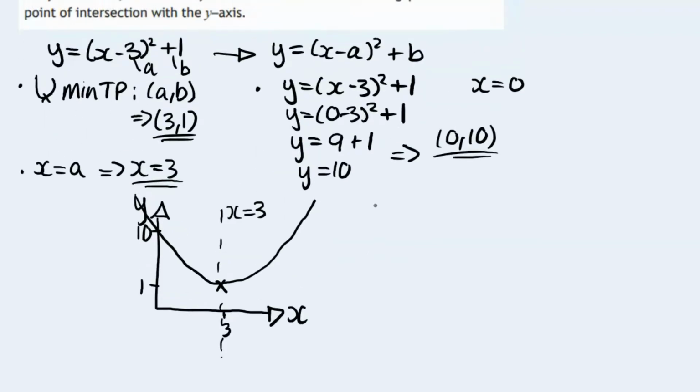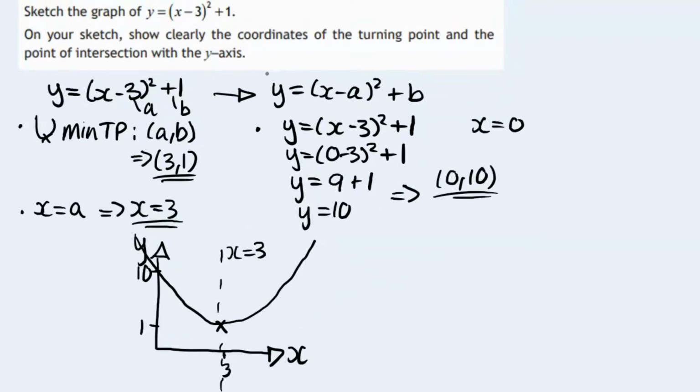So all you have to remember is, if you want to find a point of intersection with the y-axis, something like that, just remember that that occurs when x is equal to 0, okay? So remember, x is equal to 0, alright?